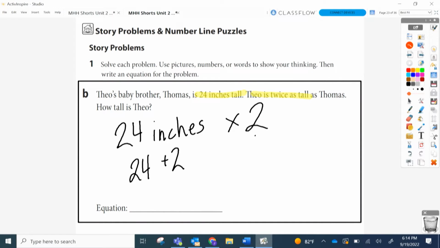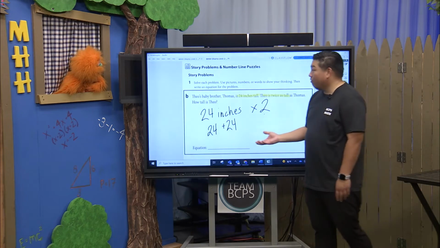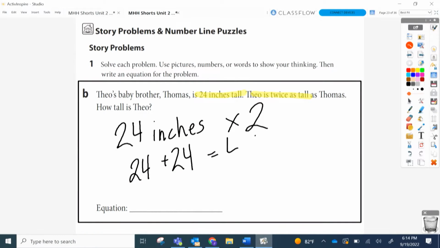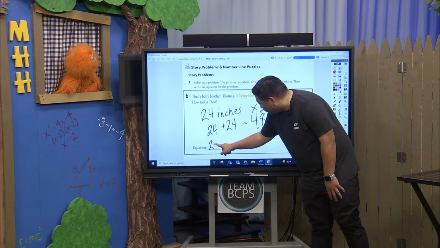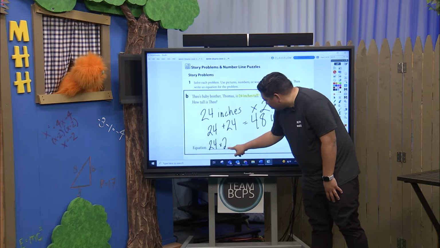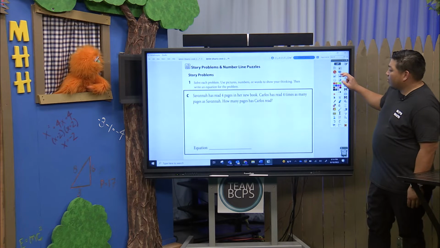24 plus 24. Do you happen to know what 24 plus 24 is? I believe it is 48. 48 inches. Awesome. And the equation that we could use is 24 times 2, or 24 plus 24. Awesome. Looks like we have another one here.